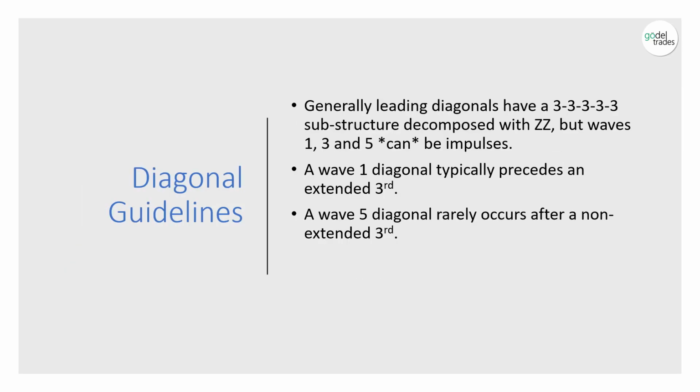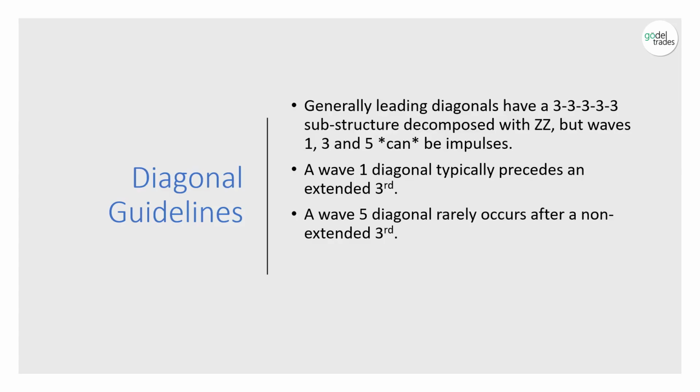Some of the guidelines of a diagonal pattern. Let me get my pen back. Generally, leading diagonals do have a 3-3-3-3-3 substructure, and they're decomposed with zigzags. But waves 1, 3, and 5 can be impulses. Okay, we talked about that. A leading diagonal can have a traditional 5-3-5-3-5 substructure.